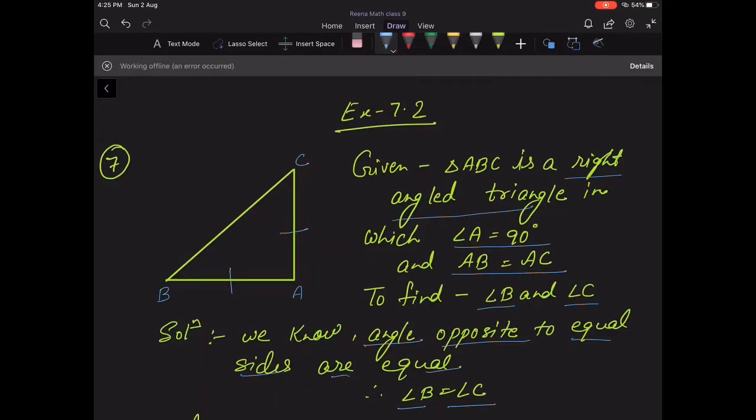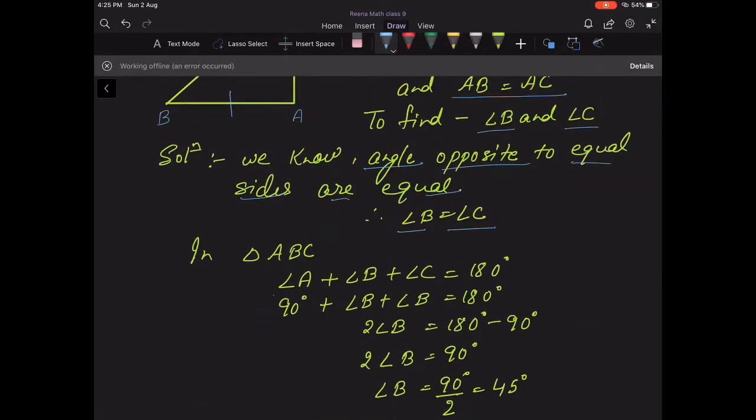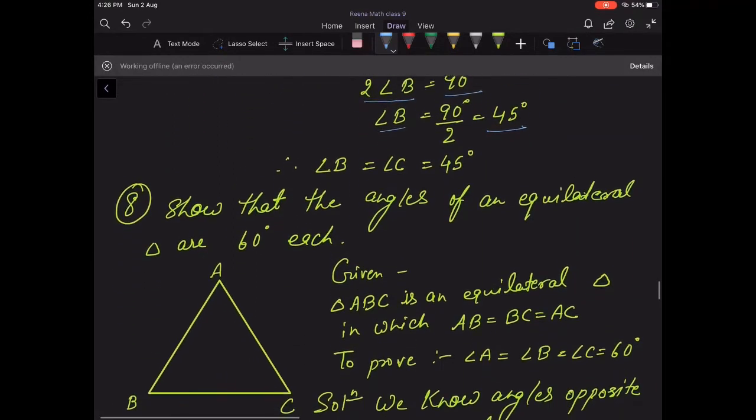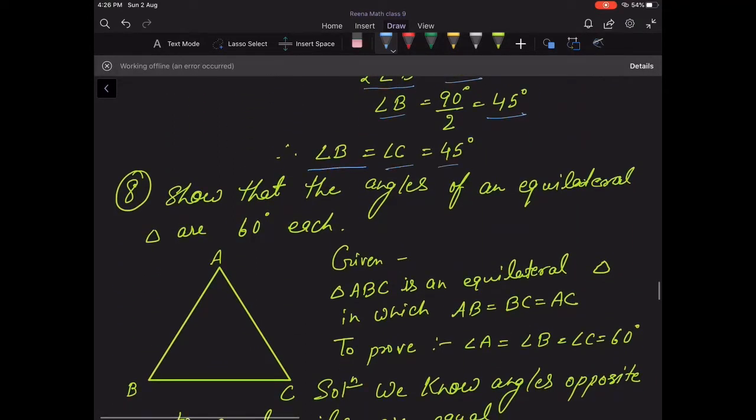Now by the angle sum property of a triangle, we can write angle A plus angle B plus angle C is equal to 180 degree. Angle A is given 90 degree. We can substitute like this, 90 plus angle B plus, at the place of angle C also we can put angle B. So we have B plus B as twice of B, and this 90 will move on right hand side. We have 180 minus 90, or twice of angle B is equal to 90 degree, or angle B is equal to 90 by 2, 45 degree. Since angle B is equal to angle C, so we can write angle B is equal to angle C is equal to 45 degree. I hope you understood this one.